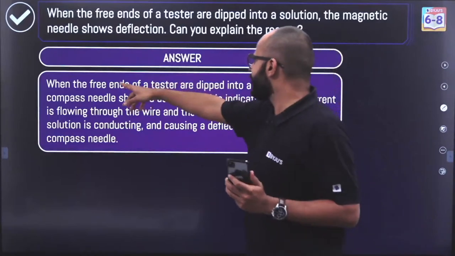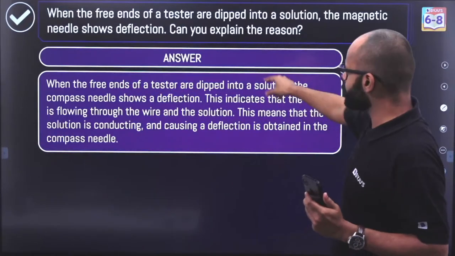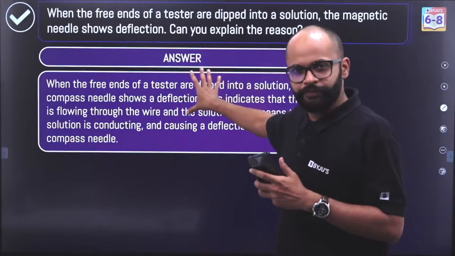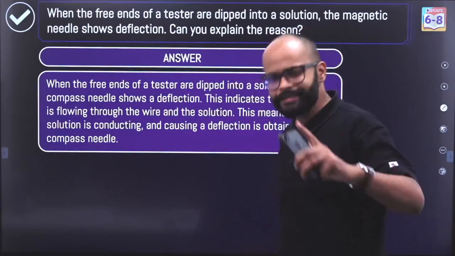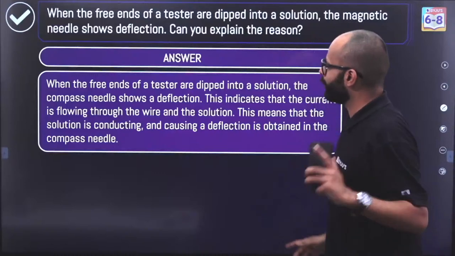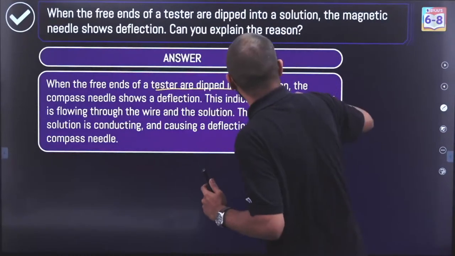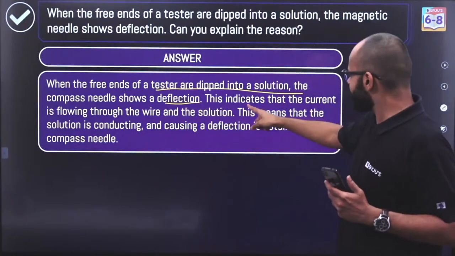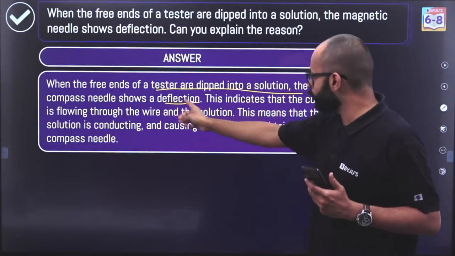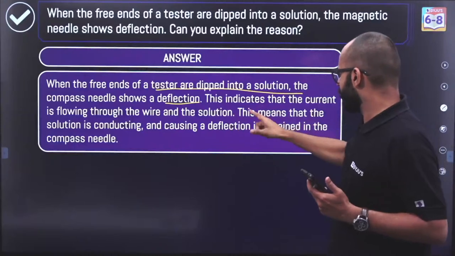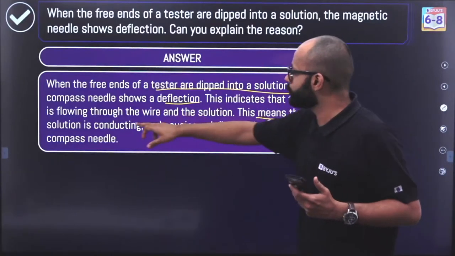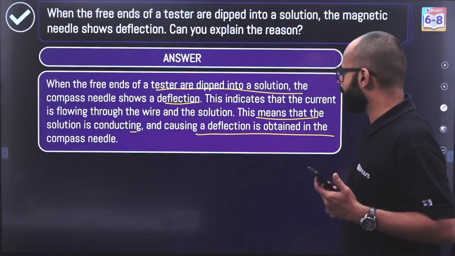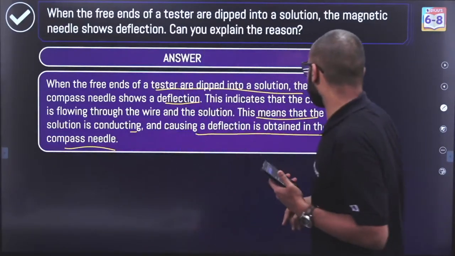Fine, when the free ends of a tester are dipped in a solution, listen to me. See, I'll give you this particular PDF. I'll give it to you. But understand the question. Okay? When the free ends of a tester are dipped into a solution, the compass needle shows a deflection. This indicates that the current is flowing through the wire and the solution. This means that the solution is conducting and causing a deflection in the compass needle. Fine.